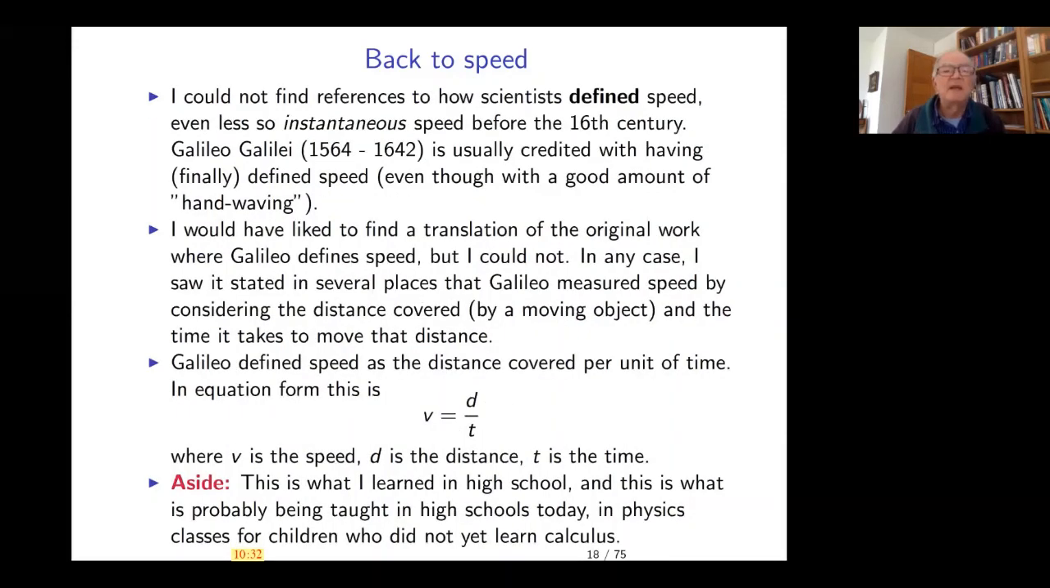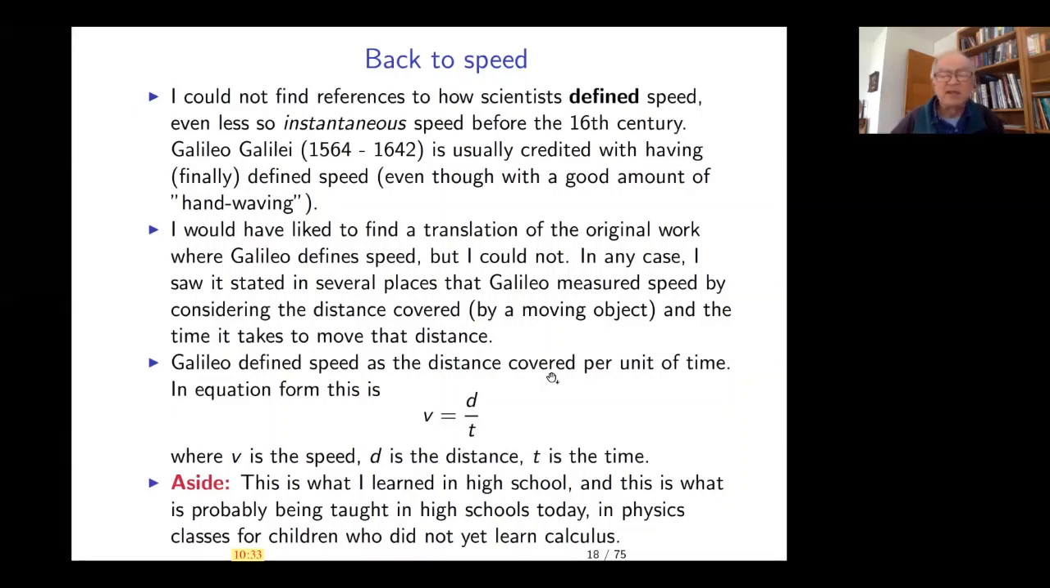We need something better. Now, I could not find any references on who defined speed for the first time. And even Galileo, who lived between 1564 and 1642, who is credited with having defined speed, with what I would call a good amount of hand waving, even his definition is not satisfactory. I would have liked to find a translation of the original work where Galileo defines speed, but I could not. In any case, I saw it stated in several places that Galileo measured speed by considering the distance covered and the time it takes to move that distance. And he described speed as v, velocity or speed, equals d over t, distance over time.